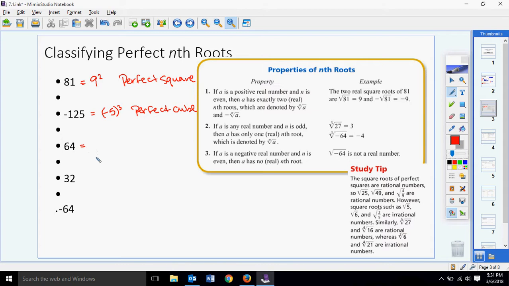Down here, 64. I know that 8 squared will give me 64, so this is a perfect square. But I also know, or type in my calculator, that 4 cubed would give me 64. So this is also a perfect cube.